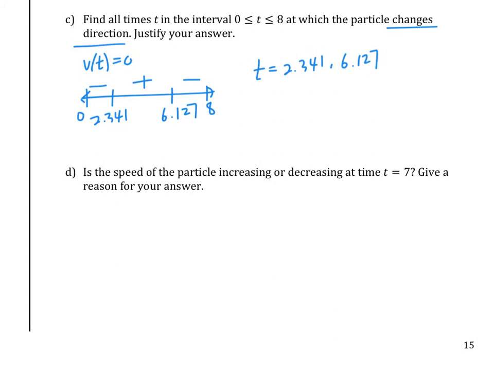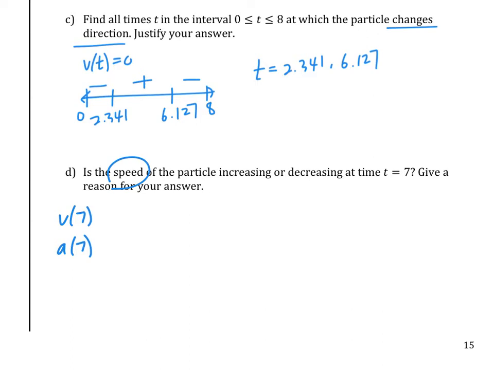Okay, last question. Is the speed of the particle increasing or decreasing at time t equals 7? I feel like our class is not being tricked by this question anymore. So is the speed increasing or decreasing? Again, speed is a scalar term. So that just means, are velocity and acceleration going in the same direction or not? Meaning, are v of 7 and a of 7 both positive or both negative?